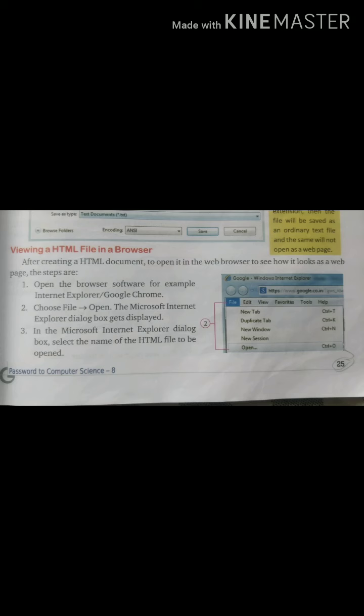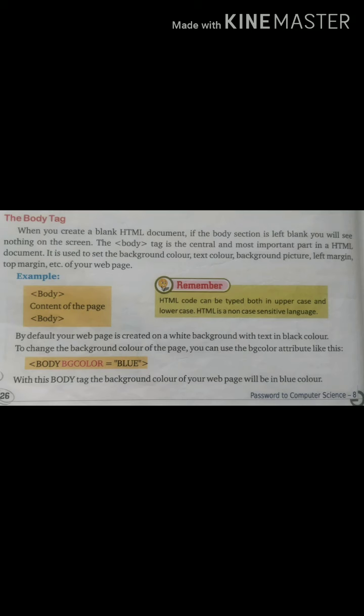Choose the File option, then click on Open. The Microsoft Internet Explorer dialog box gets displayed. In the dialog box, select the name of the HTML file to be opened. Next, follow the fourth step, click on OK, and then the web page will be shown on the screen as it is here. Now let us discuss the body tag.